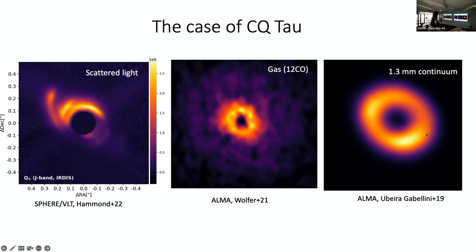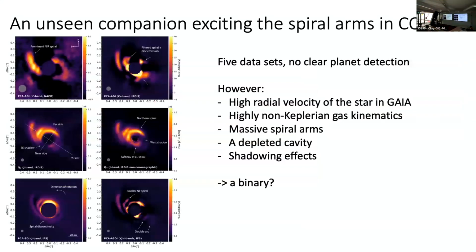So we thought, well, let's see if we can find something in CQ Tau with direct imaging, see if we could confirm a planet or a companion. Long story short, we looked at 5 data sets. We did not find a clear planet detection, unfortunately. So likely, if there is a planet or a companion in there, it's too close to the star for us to be able to resolve.